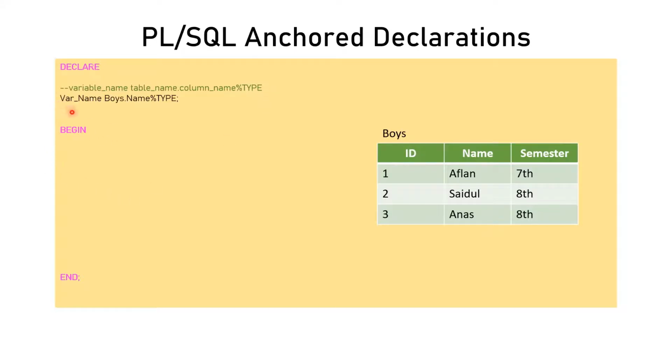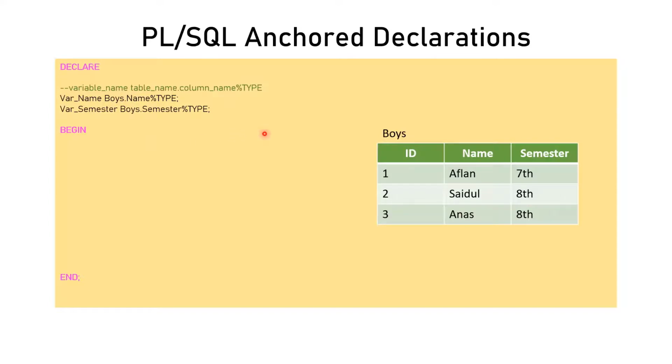All right. So let's declare some variables. We have our first variable, var_name, and we have anchored it to the data type of the name column of our boys table. Next, we have var_semester variable, and we are anchoring it to the data type of the semester column of our boys table.